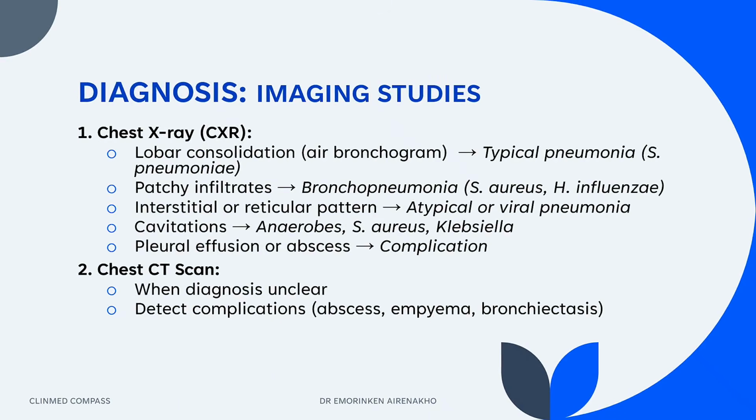Chest X-ray is mandatory in suspected pneumonia. Findings include lobar consolidation with air bronchogram. This is common in pneumonia from Strep pneumoniae, typical bacteria. Patchy infiltrates, interstitial or reticular pattern are seen in viral or atypical organisms. Cavitations, always think anaerobes, Staph, or Klebsiella. Pleural effusion and abscesses reflect complications of pneumonia. If the diagnosis is unclear or complications are suspected, get a CT scan of the chest. It's far more sensitive for abscesses, empyema, or bronchiectasis.